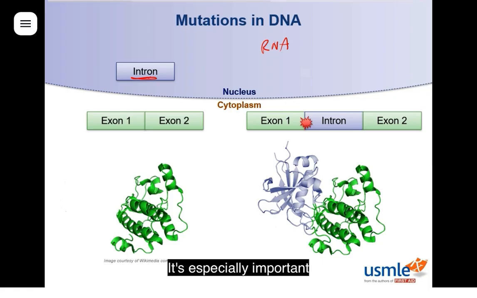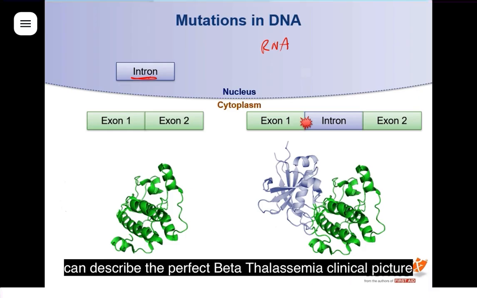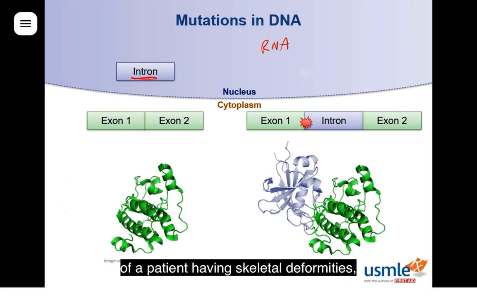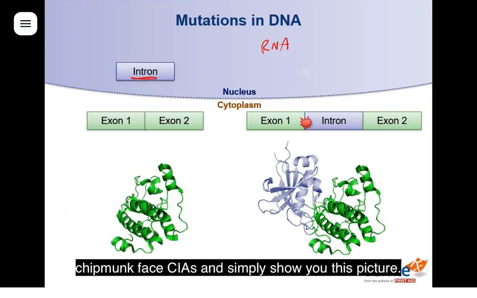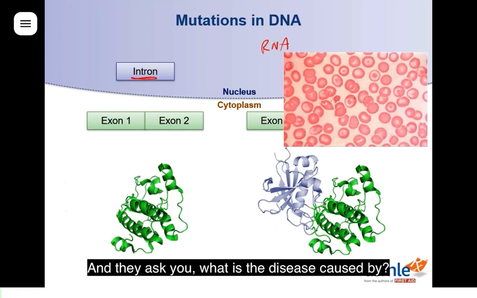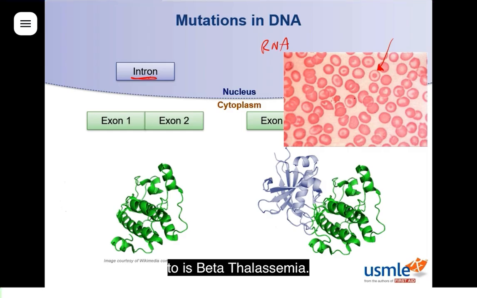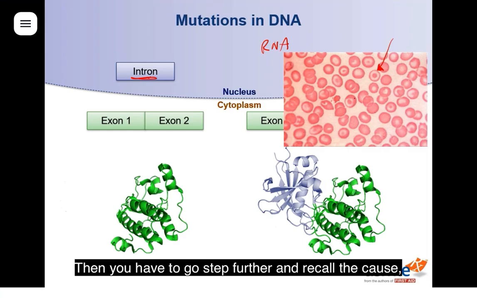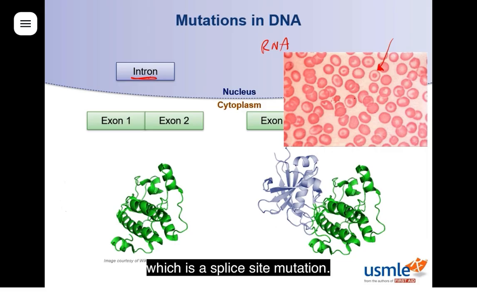It's especially important to recognize some beta thalassemias are due to splice site mutations because they can describe the perfect beta thalassemia clinical picture of a patient having skeletal deformities and chipmunk facies, and simply show you this picture. And they ask you, what is the disease caused by? Well, you'd have to recognize that these cells are target cells, and the disease you're referring to is beta thalassemia. Then you have to go a step further and recall the cause, which is a splice site mutation.